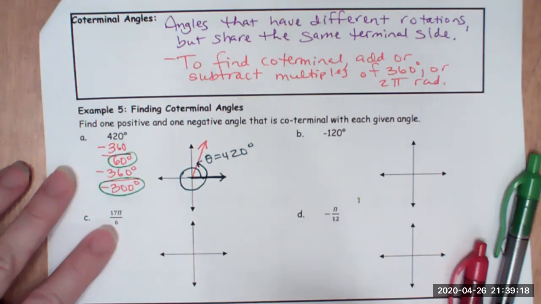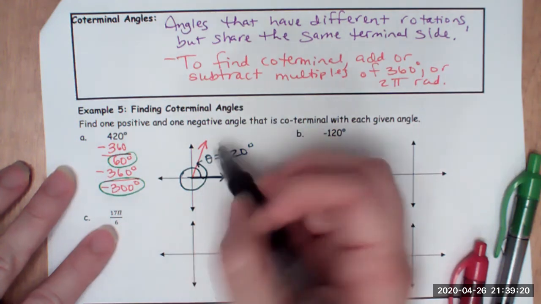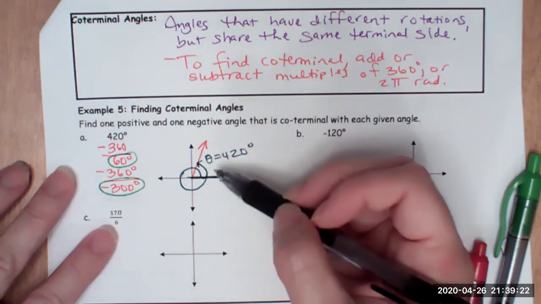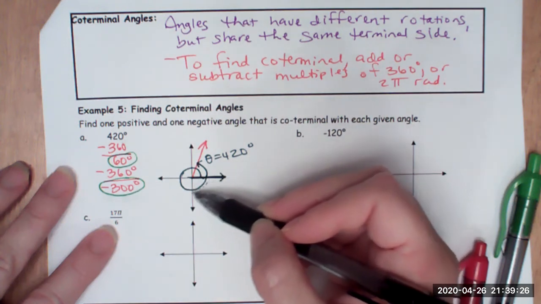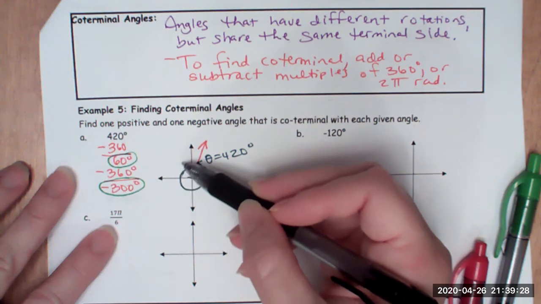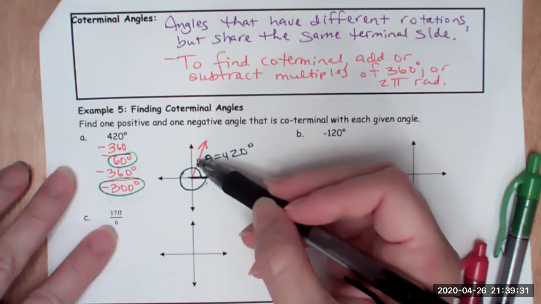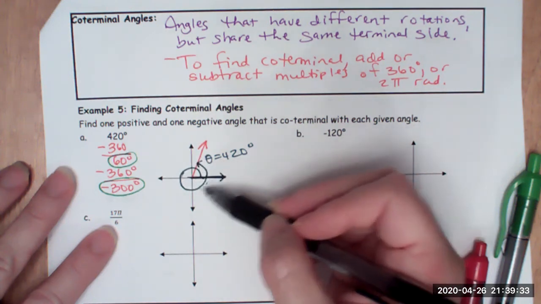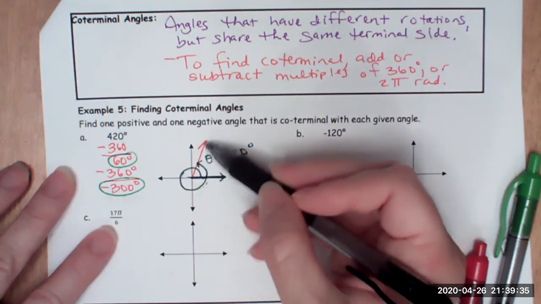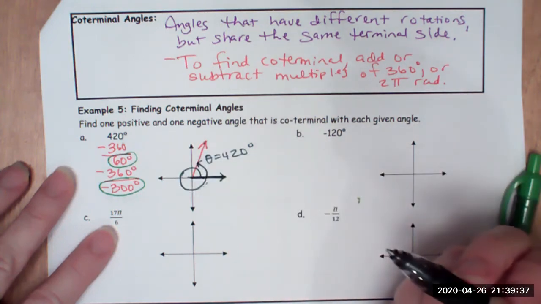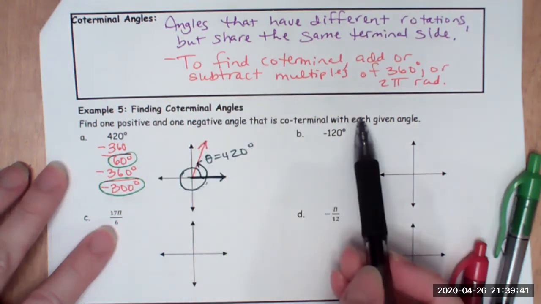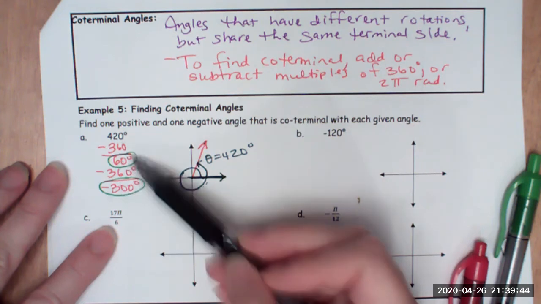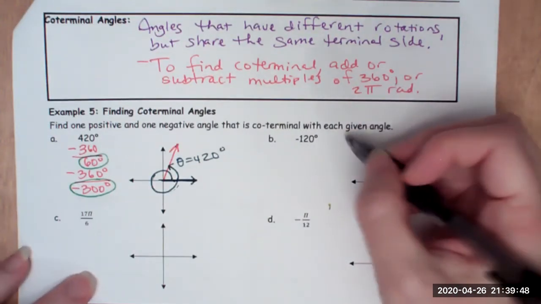And similarly, if I were going around in the other direction, for negative 300, if I had started here and I traveled clockwise 300 degrees, I'd be at negative 300 degrees. The rotation would be different, but I'd end up at the same spot. Okay, so to find one positive and one negative angle that are coterminal with the angle, I found those two values right here. Okay, all right, so negative 120.